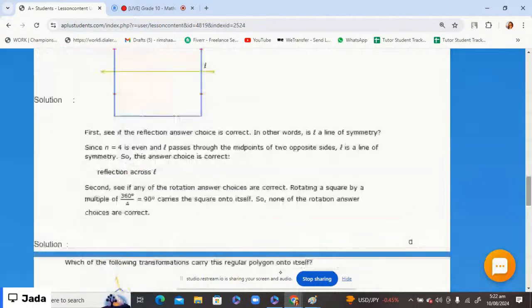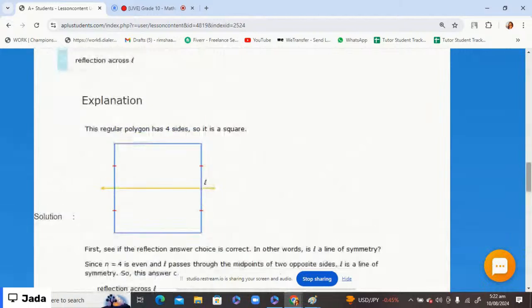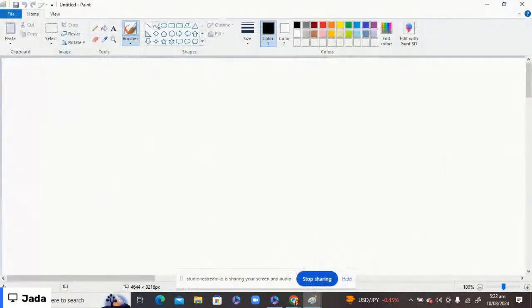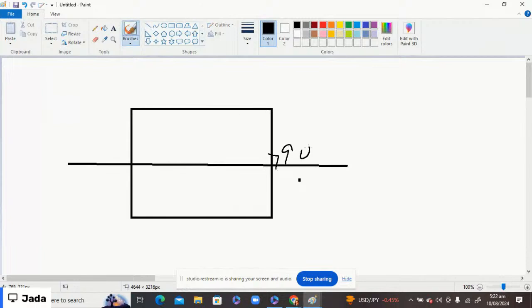Check it out. Which one is closer? So it means reflection across the L. Understand L? It means this line is perpendicular to this one. For example, this is your square box and here is the line which cuts it in two. Look at here, the angle it makes is 90 degrees here and also 90 degrees here.